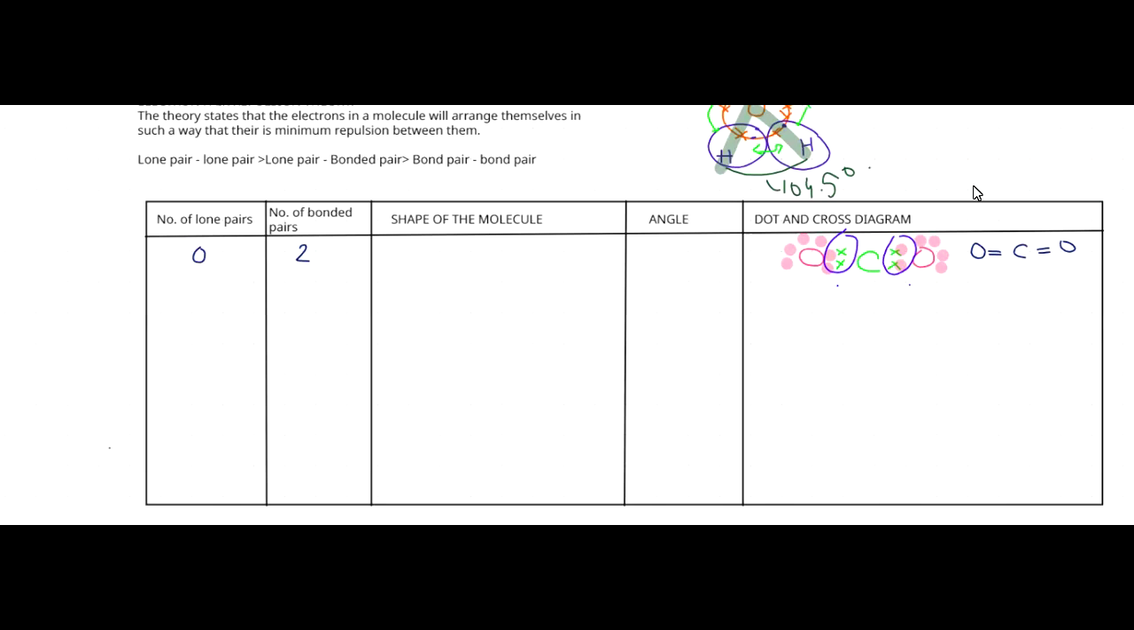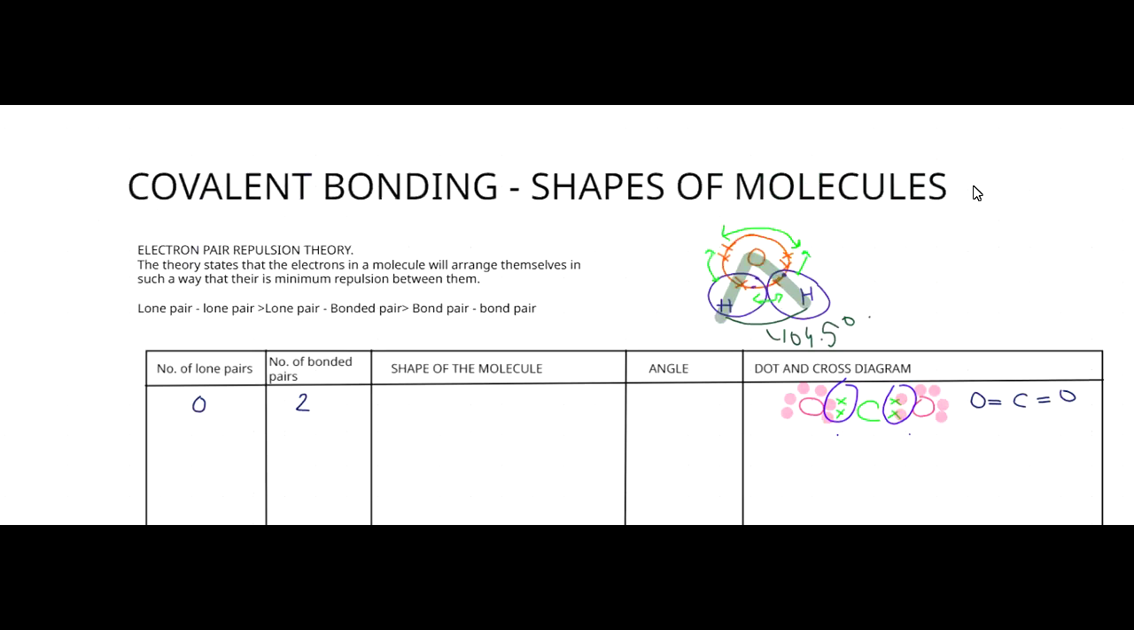Miss, for the other electrons which are not bonded on oxygen, shouldn't they be on the opposite side because of repulsion? Okay. So we are only concerned with the lone pairs or bonded pairs around the central atom. I should actually mention that. Let me add that to the definition. Thank you for bringing that point up. So the electrons in a molecule will arrange themselves around the central atom. We are not concerned with the other atoms in the molecule. It's the central atom which is important.